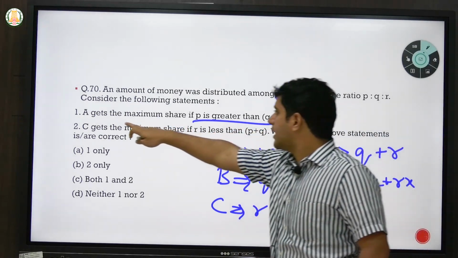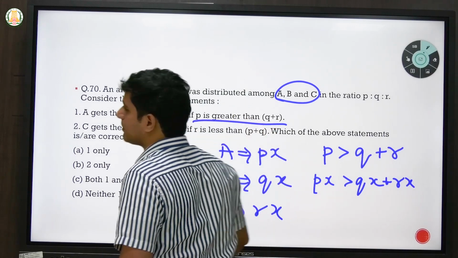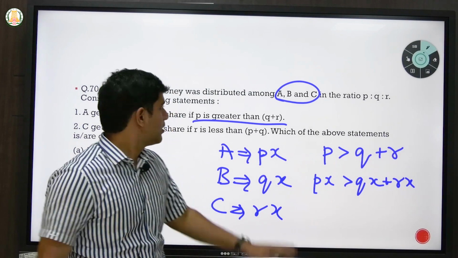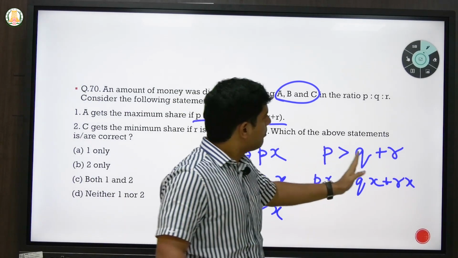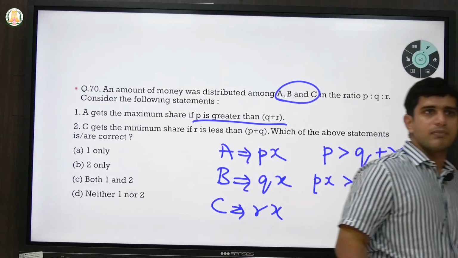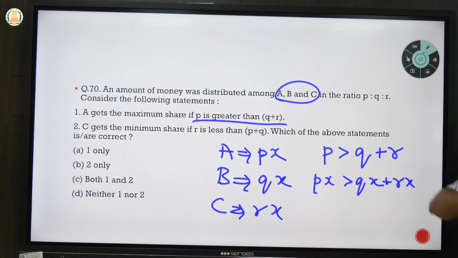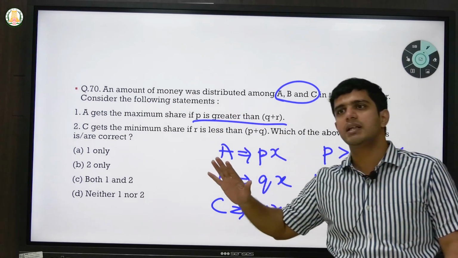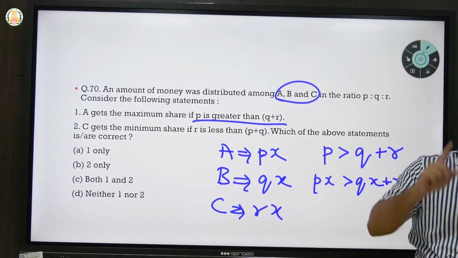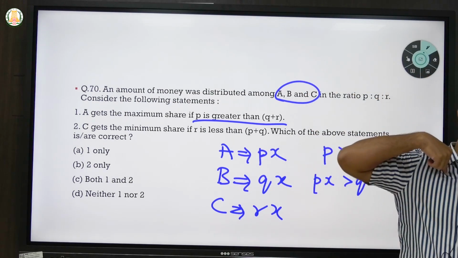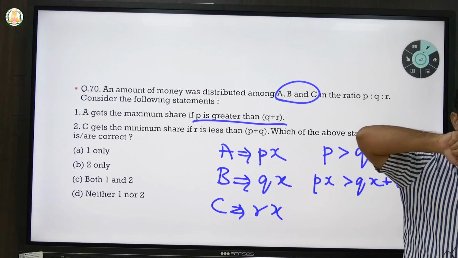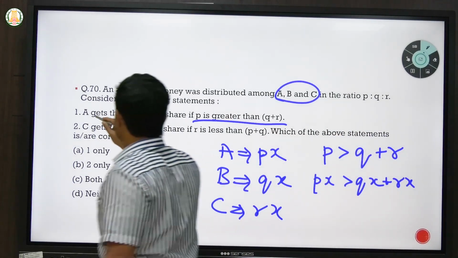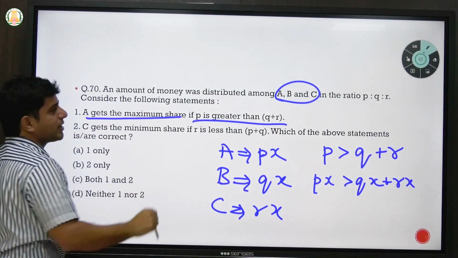So he's saying that A gets the maximum share if P is greater than Q plus R. Now this is something like that. Now let's say there are 3 persons who are holding the entire amount. Here P is holding more than what Q plus R combined is holding. In the case that I have given, 51% I have, and whatever the other 2 persons have, it will be less than me. But in the 40, 30, 30 case, though I have a big share, 30 plus 30 is greater than 40, so I can't claim this. But in this case, definitely I can claim that A gets the maximum share if P is greater than Q plus R.